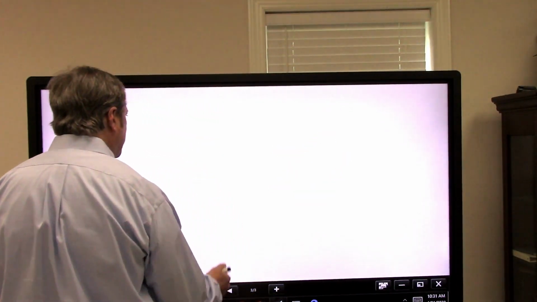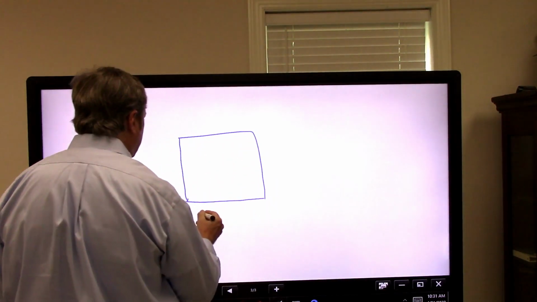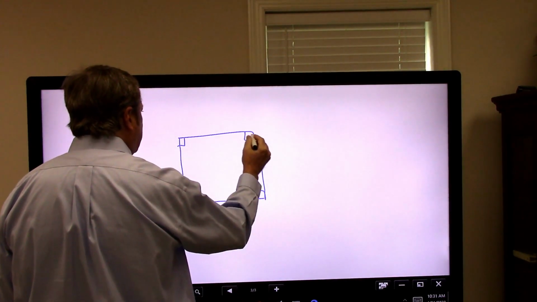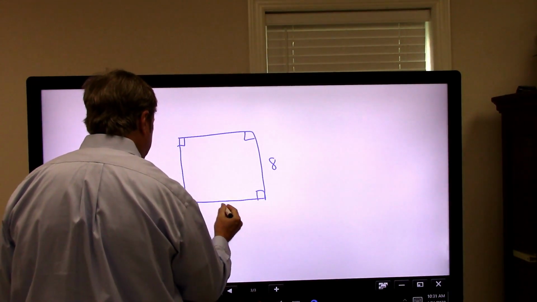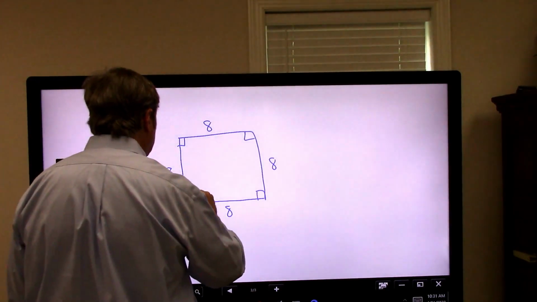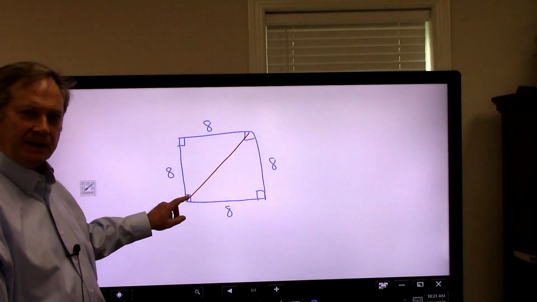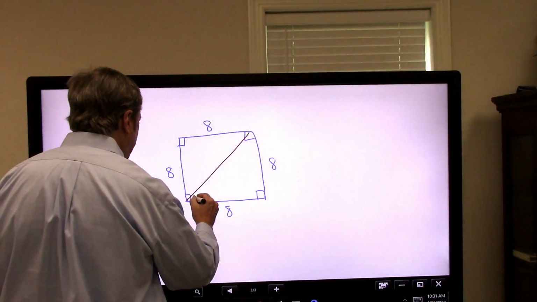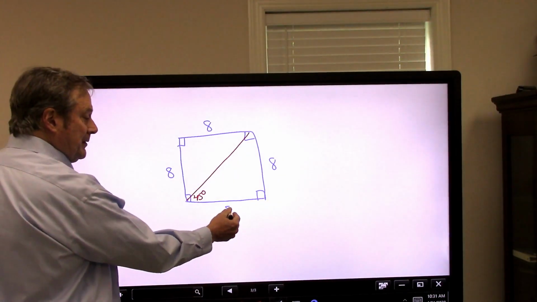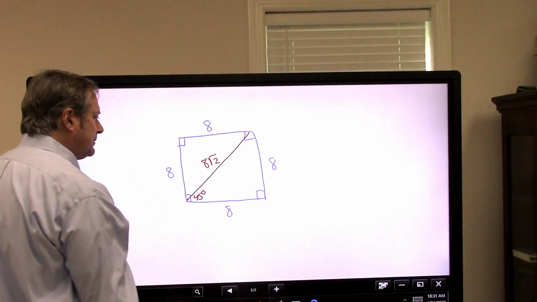In fact, let me add a third page. If you've got 32 inches all the way around in a square, and you know that each side is 8, well, how long would that diagonal be? Hopefully you can picture that if that's a 90-degree angle, then half of that's 45. So, in other words, we've got a 45, 45, 90. If that side is 8, then this side is going to be 8 times the square root of 2.